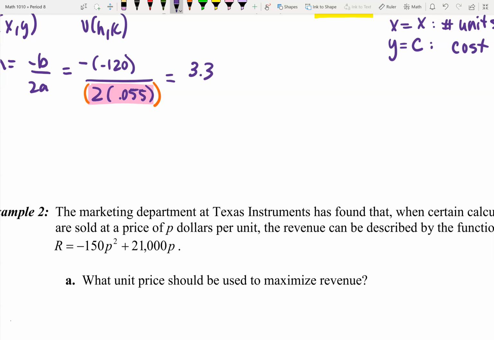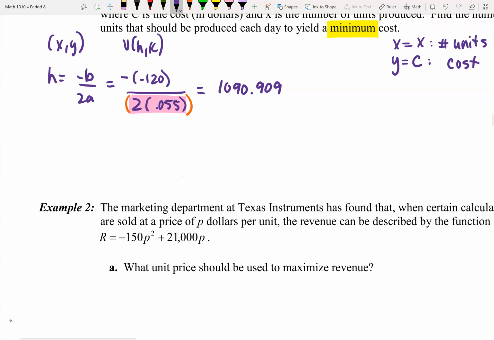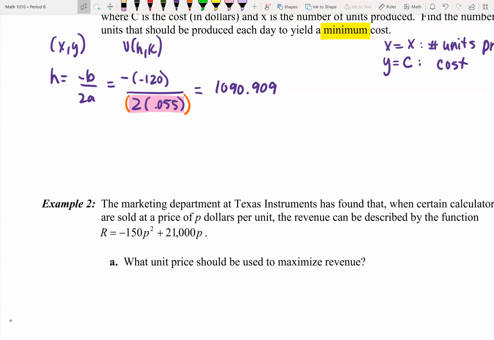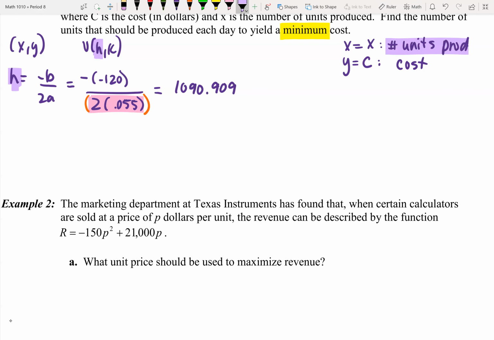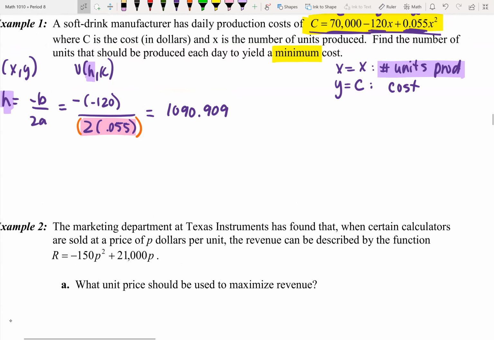I know that means 2 multiplied, so I'm just going to go 2 times 0.055, close it off, hit enter, and my actual answer is 1090.909. Who says I understand that? What does that stand for? Look, you guys, it's the x-coordinate of the vertex. What does the x-coordinate stand for? Units produced. What are they asking me? Find the number of units that should be produced.